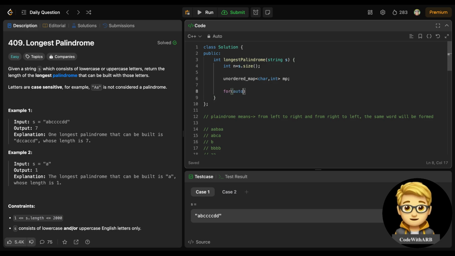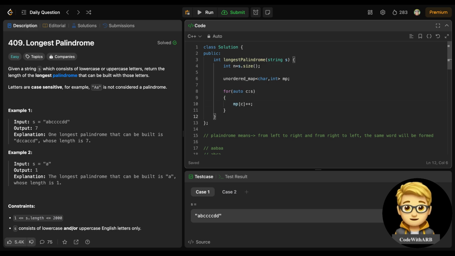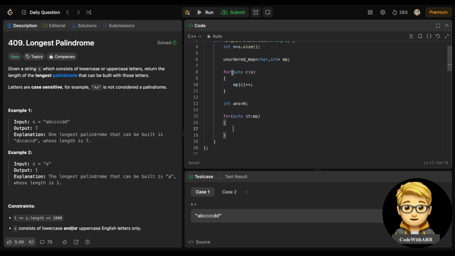Now I will just go through the characters of s and calculate all the frequencies of these characters, right? Now what could be the answer? Now I will check for each and every character how many times it occurs, its frequency, right? So what I will do is check whether the number of occurrences is odd, that is, it dot second and one is odd.